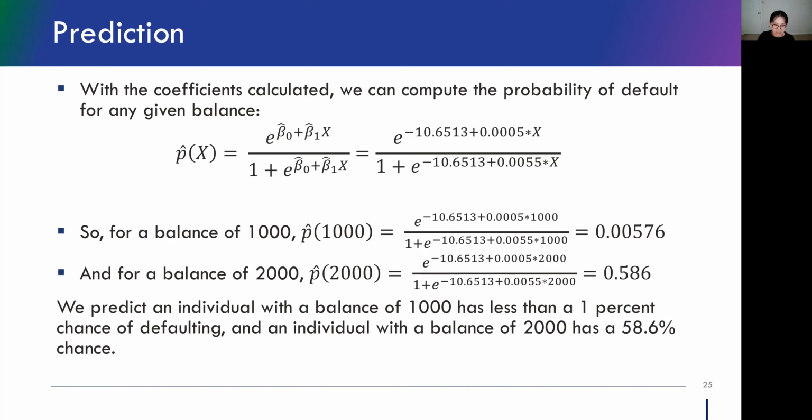We predict an individual with a balance of 1000 has less than 1% chance of defaulting, and an individual with a balance of 2000 has a 58.6% chance. Dramatic, right? It means balance has a really large impact on the probability of defaulting, which we also saw from the box plots comparison at the very beginning.